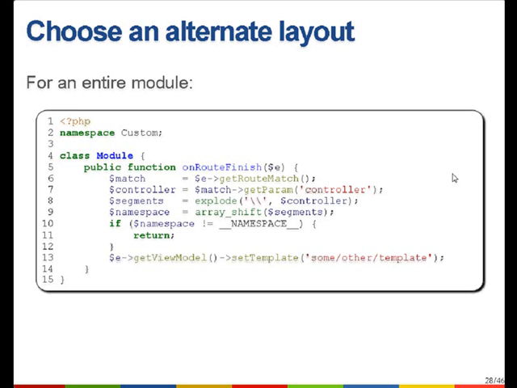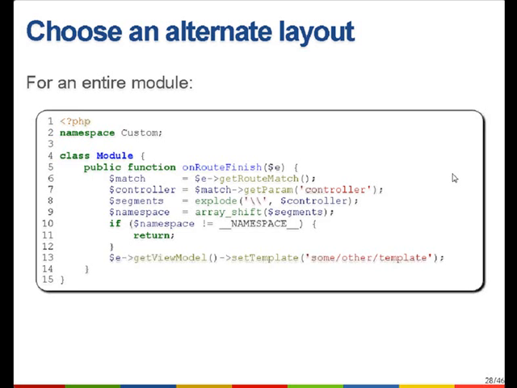Now, the other place you may want to change the layout is for an entire module. So, for instance, if you know that the current controller is one that your module controls, you can say, hey, once I know that the controller chosen is in my module, I want to use this alternate template. A really good example of this would be admin screens. You may want to say, hey, when I'm in my admin module, use the admin layout instead of the site-wide layout.